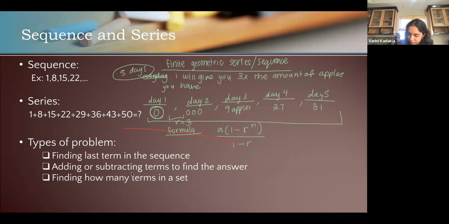So let me just write down on the side. A is the first number. R is the ratio, or like common ratio. N is the number of terms.